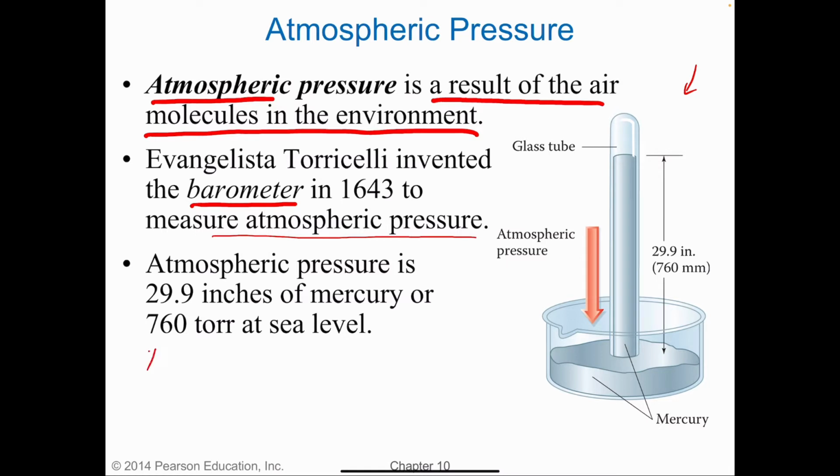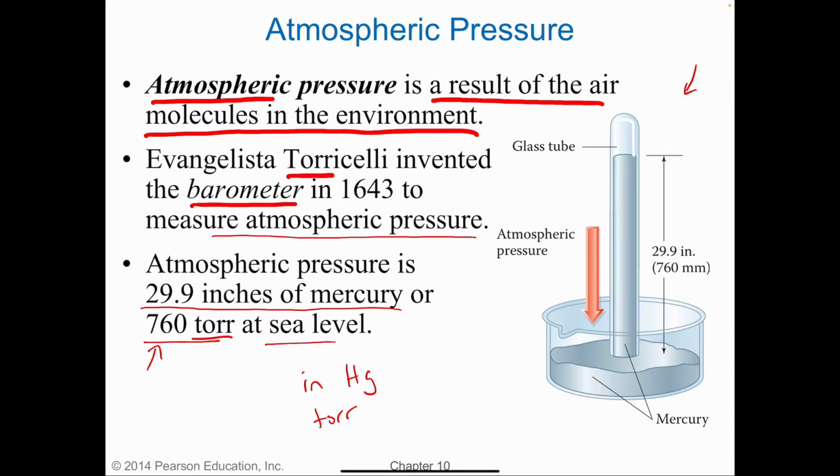And this is standard atmospheric pressure at sea level, so 760 torr. Another unit is 29.9 inches of mercury. So we would abbreviate that, inches of mercury. Torr is just abbreviated to torr, but that torr came from his last name, Torricelli.